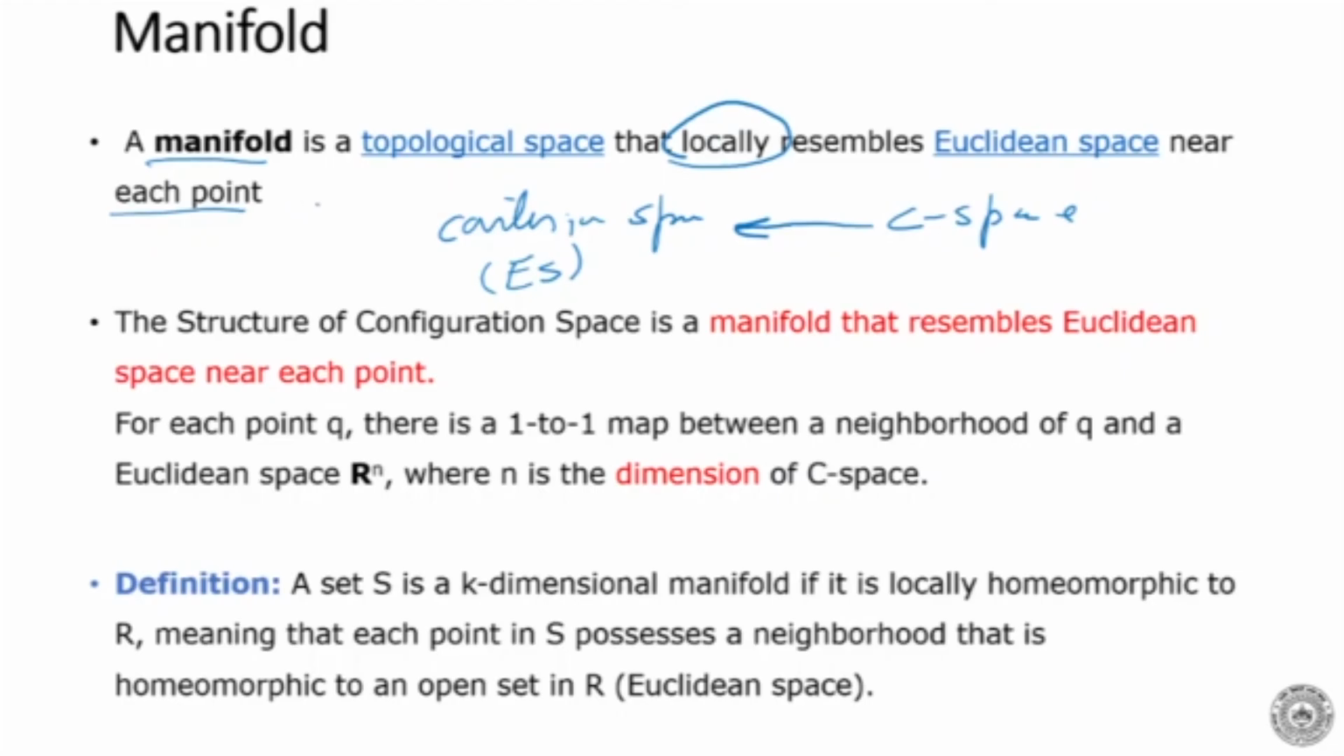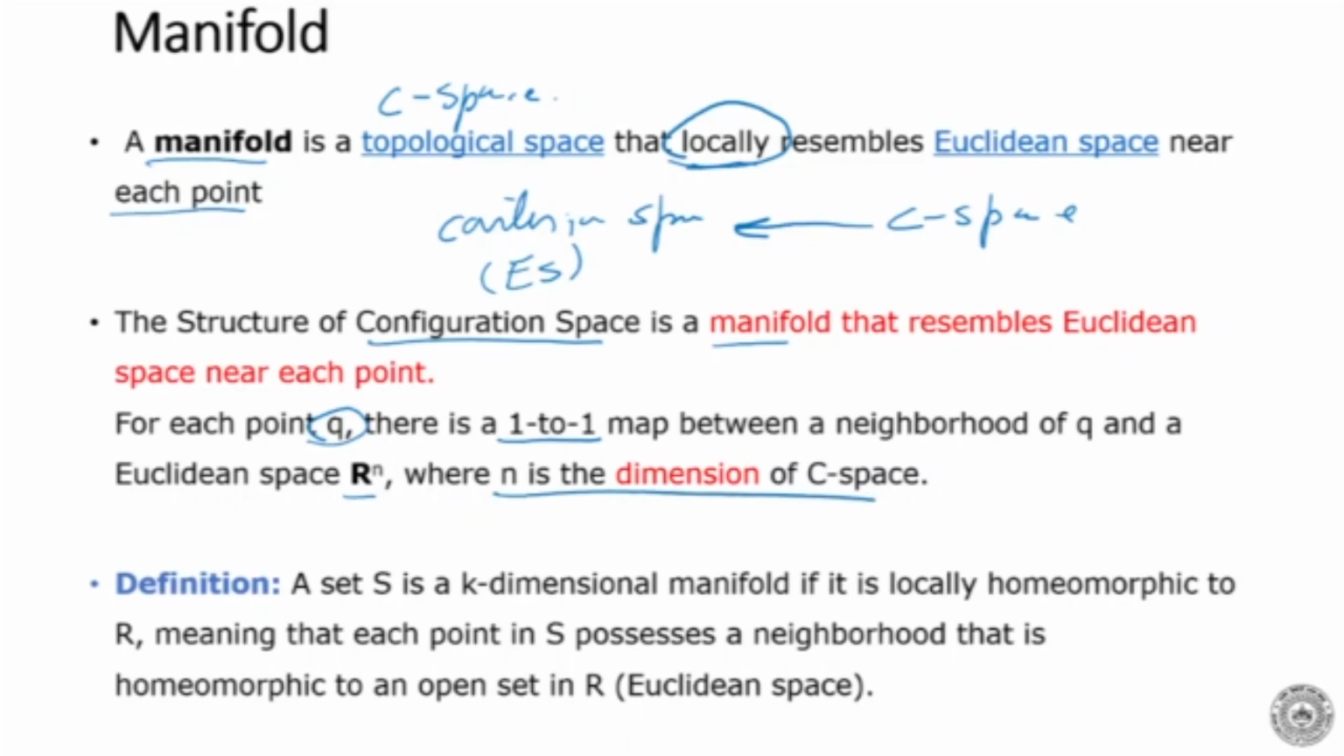Okay. So manifold is a topological space. For example, in our case, it is C space, that locally resembles Euclidean space near each point. The structure of configuration space is a manifold that resembles Euclidean space near each point. Okay. So what this basically also means is that at each point Q, there is a one-to-one map between a neighborhood of Q and a Euclidean space R raised to n, where n is the dimension of the C space.